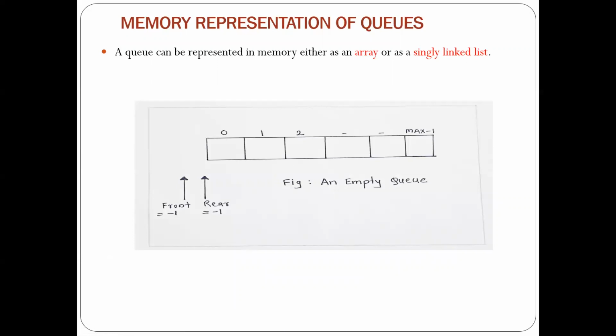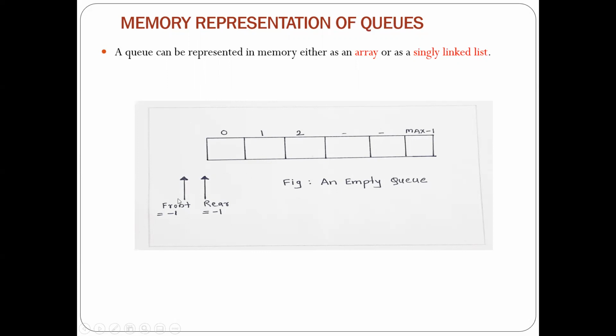So this is the empty queue, as we are going to see the memory representation of a queue with the help of an array. I have drawn this array here, and I have taken the max size. You can take max size anything, 10, 15, 20 as per your requirement. As it is an array, it starts from 0 and the last element will be at position max minus 1. This is the initially empty queue.